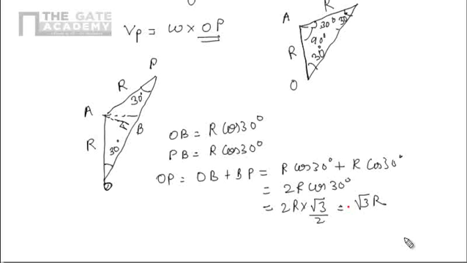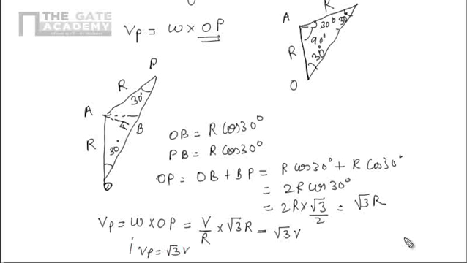Now if we put the value of OP here in VP, that is VP equals to omega into OP. Omega we have already calculated, that is V by R. OP is root 3 R. So I will get the value root 3 V. So VP equals to root 3 V. This one is the desired answer. So the correct answer for this problem is VP equals to root 3 V.